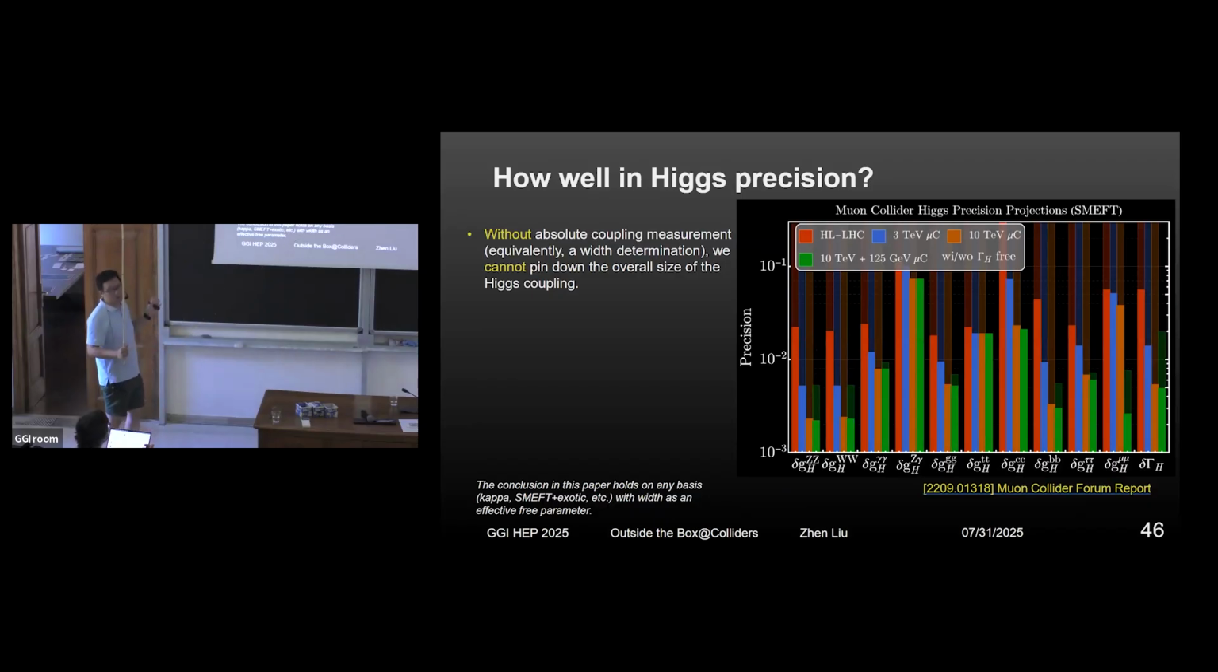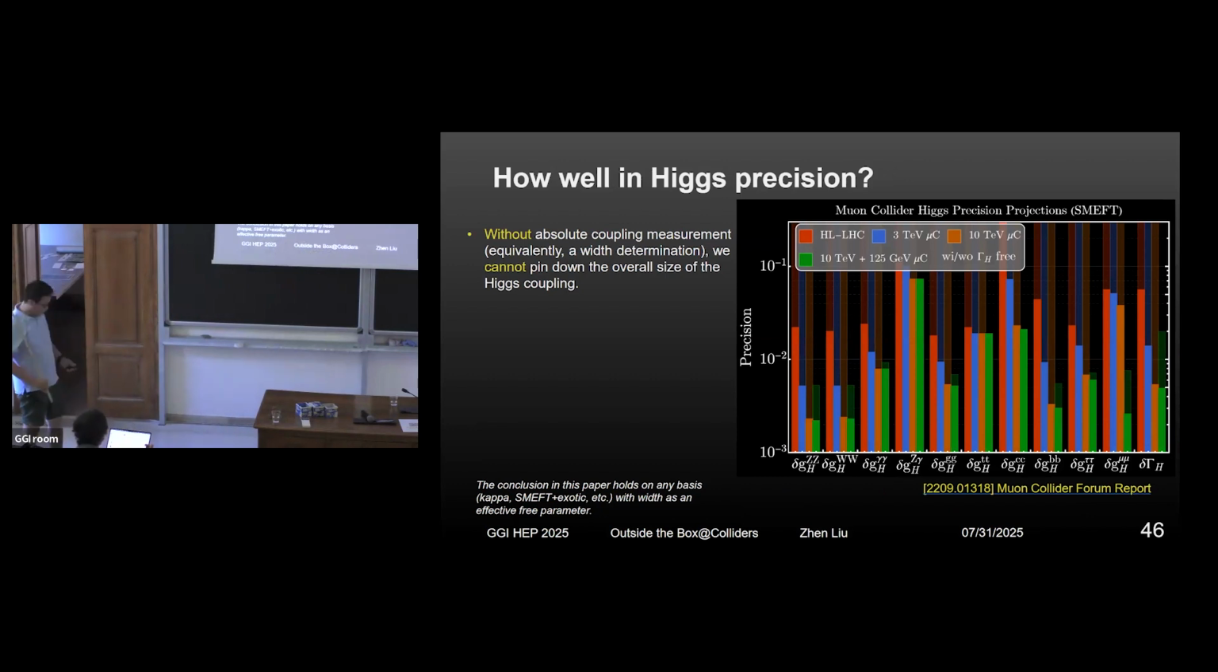I would not oversell it; I have a disclaimer in the backup. That's the plot I made for the muon collider forum report. If we let the width be a free parameter, the muon collider Higgs precision fit is largely unbounded; it's the shaded region. If the width is not a free parameter, we can fit the precision very well.